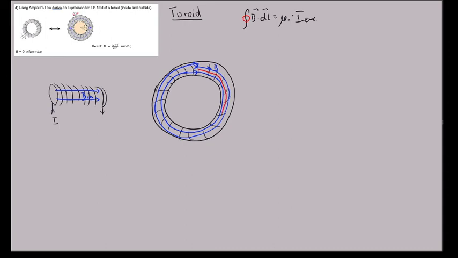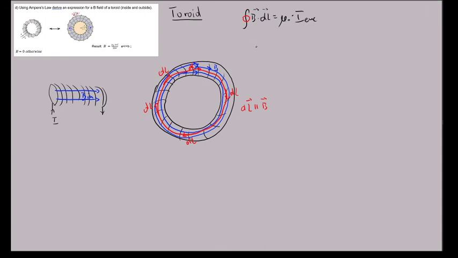The reason is that if this is the loop you choose, then all of the elements dl along this loop, put a dl here, put another dl here, put another dl here, all of these little dl's would be parallel to B, the magnetic field. That's good because that means that Ampere's law is actually useful in this case.